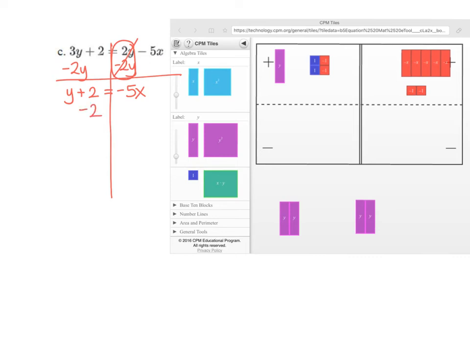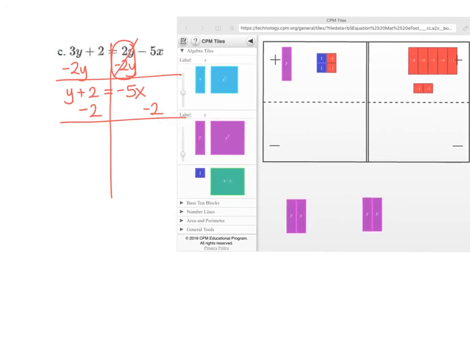I added 2 negative tiles to the left and 2 negative tiles to the right. And let's see what we're left with now. On my algebra mat, I can remove these 0 pairs. So on the left side now, I am just left with y equals, and on the right-hand side I have negative 5x tiles and negative 2 unit tiles. So now the equation reads y equals negative 5x minus 2.